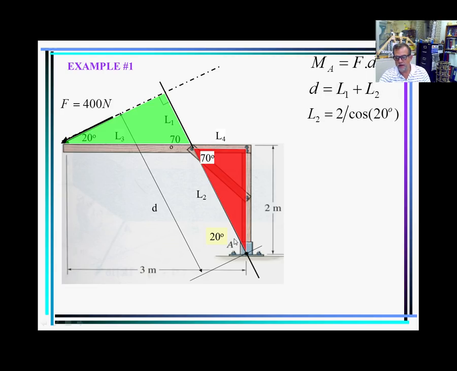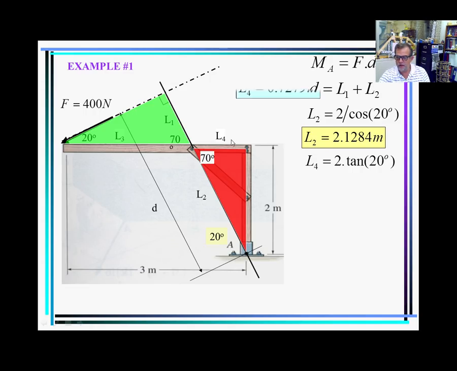L2 is going to be equal to 2 divided by cosine of 20, or I can use 70 for that also and use the sine. But I can calculate L2 in that way. So basically I have this part, I only need L1. Now L1, from L2 I can't calculate it, but I can calculate this L4 here, and that L4 is going to be 2 times tangent of 20 degrees. So I have L4, and then I have the total distance, and the total distance is 3. So L3 could be 3 minus L4.